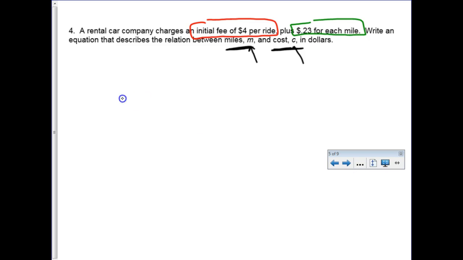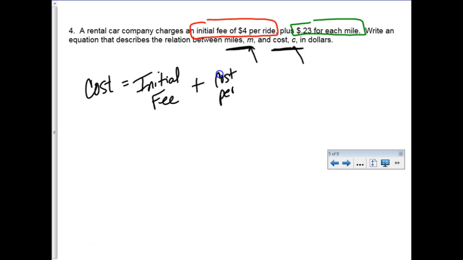So let's start with our verbal model. So the cost, we're going to have to incorporate any sort of initial fee. And then we'd have to figure out the cost per mile and multiply that by the number of miles, because the further you drive, the more you're going to get charged.